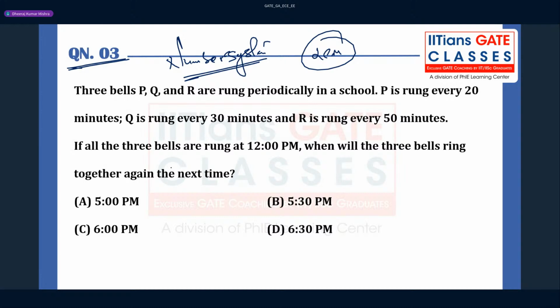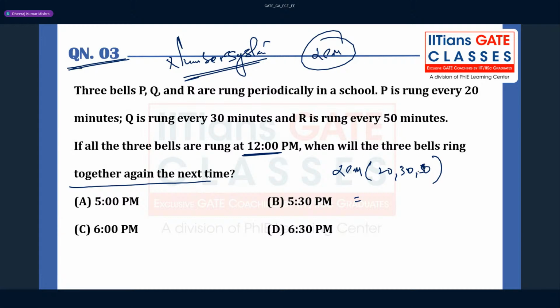So three bells P, Q, R are rung periodically in a school. P rings every 20 minutes, Q rings every 30 minutes, and R rings every 50 minutes. If all the three bells ring at this time, when will the three bells ring again together next time? So just find the LCM, guys. So LCM of what? LCM of 20, 30 and 50. That is your job. That's it. If you're able to find the LCM of them, your life is very simple.